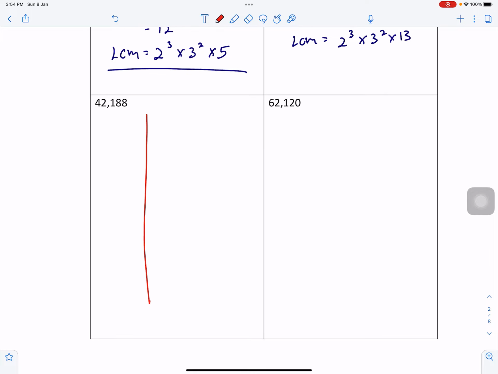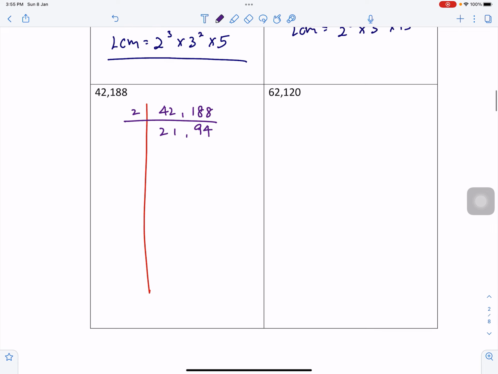The next one is 42 and 188. You divide by 2, 21 and 94. Then you may be stuck at this point where you say, hey, I cannot divide anymore. What should I do? True enough, you cannot divide anymore, so the HCF is basically 2. But you can continue writing until you get 1, 1.